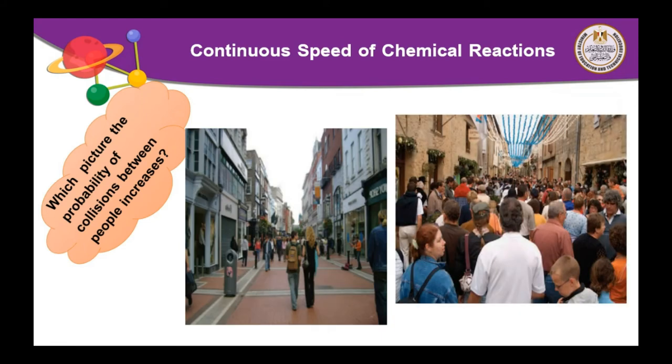You have two pictures in front of you. What is the difference between them? In which picture does the collision between people increase? What is the meaning of collision? You can't move in crowded places as easily as in quiet places. One of the pictures is filled with people and the other has very few people. Which of them has the number of collisions greater than the other? The first picture or the second picture? Yes.